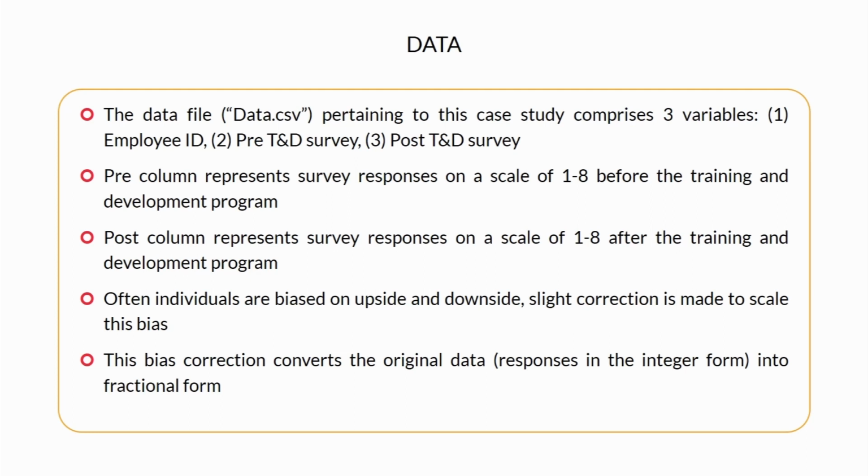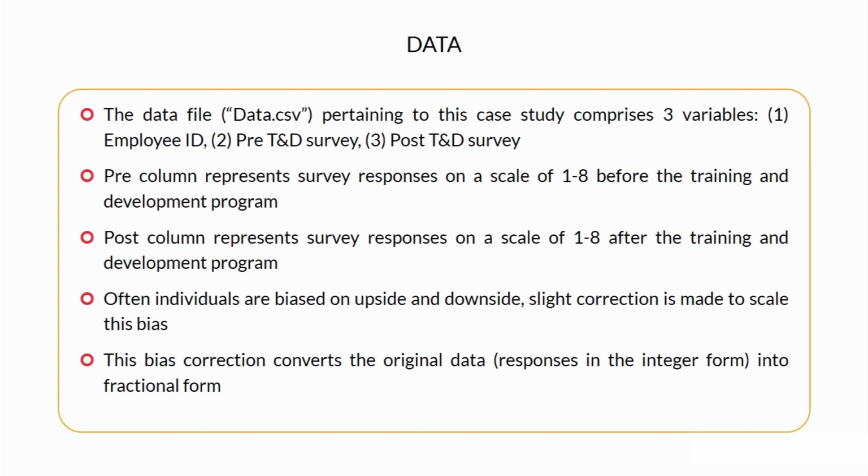First variable is employee ID. Second, employee response data before conducting the survey. This data is taken on a scale of 1 to 8. The data file uses the variable name pre to reflect this data. Third, we have employee response data after the survey. This data is taken on a scale of 1 to 8. The data file uses the variable name post to reflect this data.